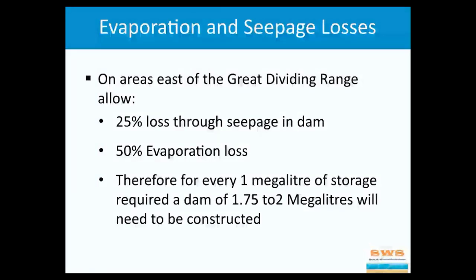So, like I said, that top 1 meter of water a dam holds is the largest part of the dam, and it's affected most by those losses. So we then estimate roughly for every 1 meter, 1 megalitre of storage required, we allow roughly 1.7 to 2 megalitres of water. So going back to our last slide, we needed about 2.5 megalitres of water to meet our stock and domestic requirements, allowing for seepages and losses. That would probably bump up to roughly 4.5-5 megalitres.